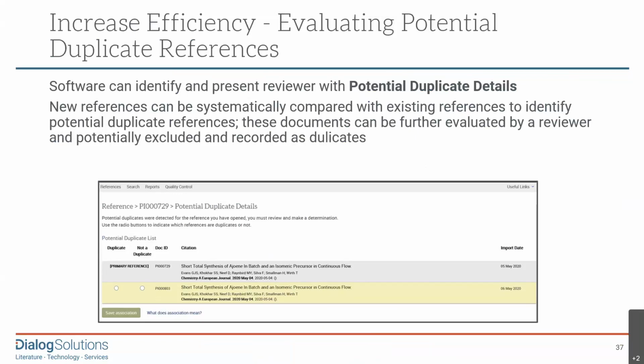If they do, they can mark it as a duplicate, keep the primary reference, and every single action in this potential duplicate identification is recorded in an audit trail, and a duplicate report can be produced to demonstrate which articles were found to be duplicates.